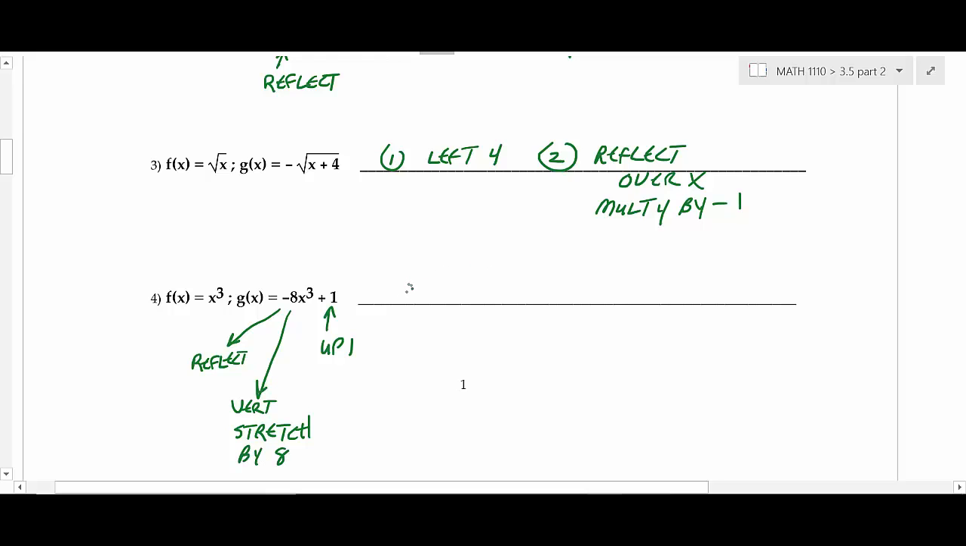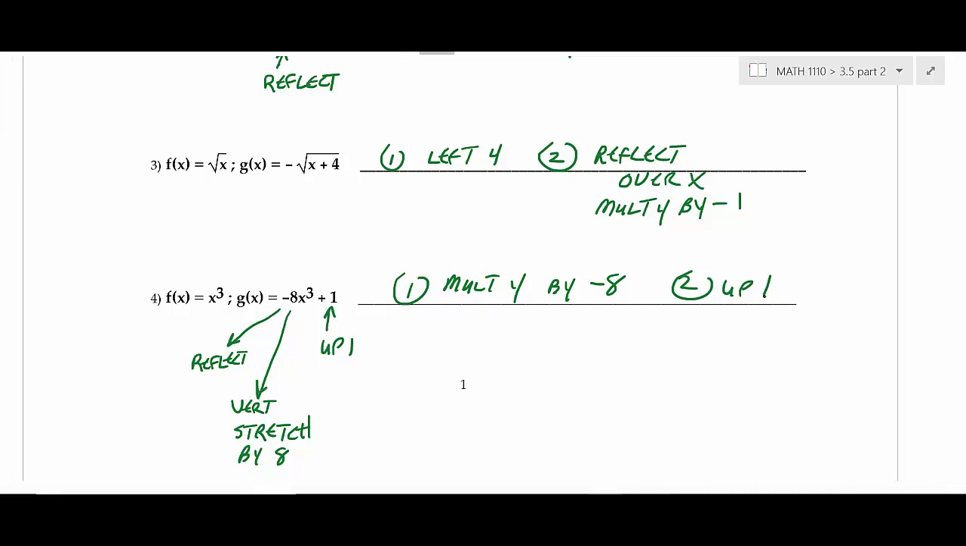If you were doing this in the right order, well, the first thing you would really do, if you were going to do the transformations the way I was teaching you, is you would just multiply all of your y's by negative 8. That will stretch and reflect at the same time. There's no point in doing that in 2 steps. And then the second thing you do is you just move everything up 1. Okay, so that's how that goes. All right, everybody with me there?